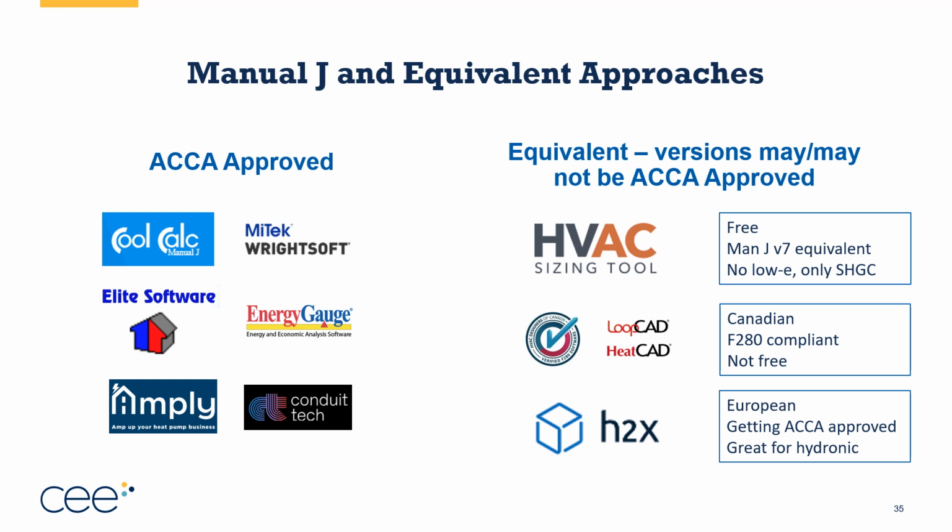The next one, LoopCAD and HeatCAD from the Canadians, uses a different set of standards, F280 instead of Manual J. It is not free, but I know people up near the border who sometimes use this software because they work across the border. And then H2X is a newer software to the United States. It's European. It started off as a hydronic sizing and selection software. It's getting its ACCA approval right now. It does have forced air in it, so it's a nice tool. And when it's ACCA Manual J approved, it can move over to the other side. So it's getting there. They're working on it. Anything on this screen is probably a pretty good piece of software to use.